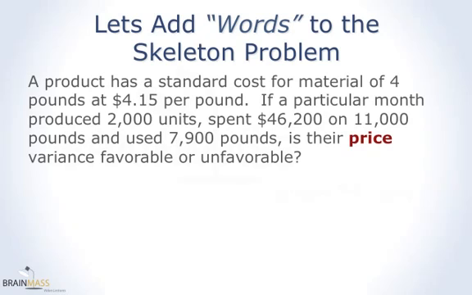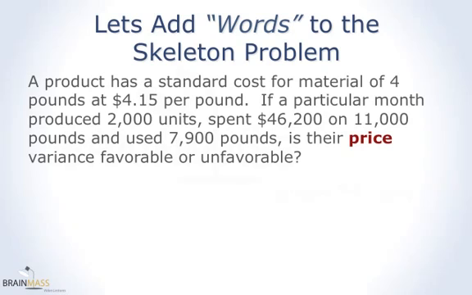A product has a standard cost for material of 4 pounds at $4.15 per pound. If a particular month produced 2,000 units and spent $46,200 on 11,000 pounds and used 7,900 pounds, what's their price variance, favorable or unfavorable? Now notice here that the pounds used and the pounds purchased were not the same.